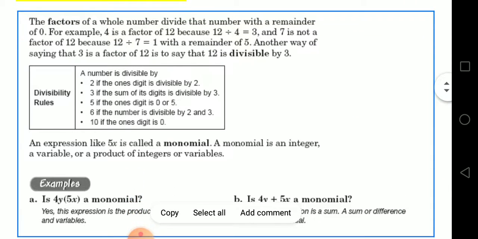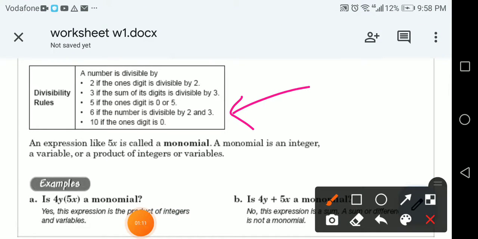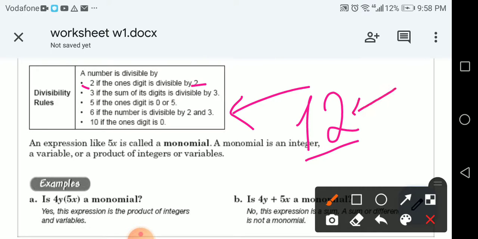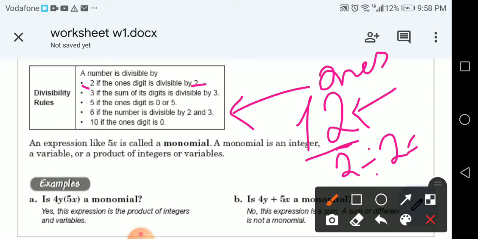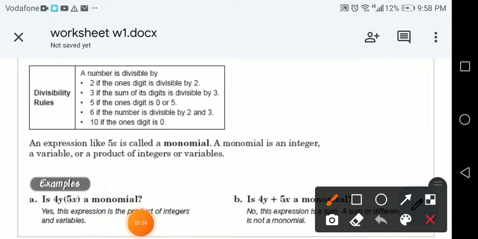A number is divisible by, this is very important to understand and to study well, the divisibility rules. 2: if the ones digit is divisible by 2. Ones digit, what does it mean? It means if I have a number like 12, this is the ones digit. Is the ones digit divisible by 2 or not? Can I say 2 divided by 2 gives me a whole number? Yeah, so this is divisible by 2. So it's an even number, so the first one, it's okay.